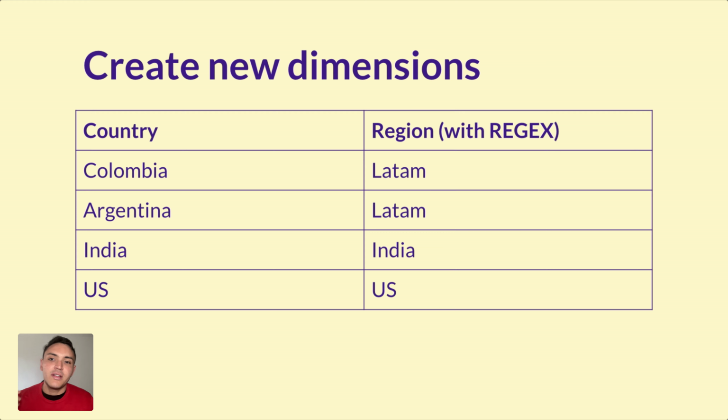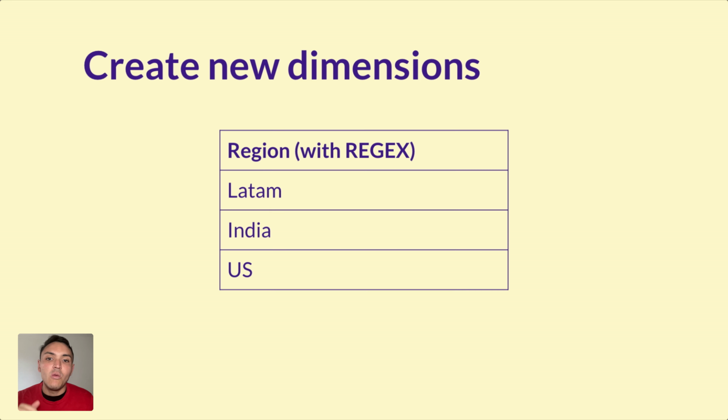So this is an example of a table where I have my column country, that is Colombia, Argentina, India, and US, and my new dimension that I created with regular expressions says: okay, if Colombia, then tag it as LATAM; Argentina, tag it as LATAM; India, keep it the same; and US, keep it the same. Now my new dimension shows my data cleaned.